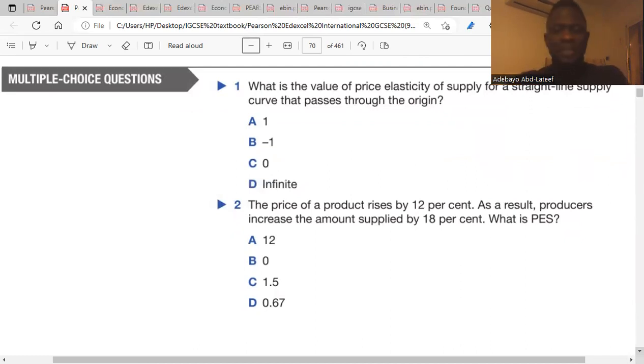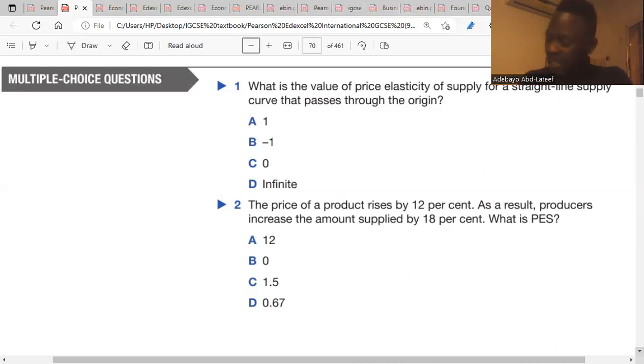And question 2. They said the price of a product rises by 12%. As a result, the producer has increased the amount supplied by 18%. What is PES? So the first quantity, they said 12% for price. So that means we have a certain 100 somewhere. So our P1 will be 100, our P2 will be plus 12, which is 112. Q1 will be 100, and our Q2 will be 118. That is 100 plus 18, 118.